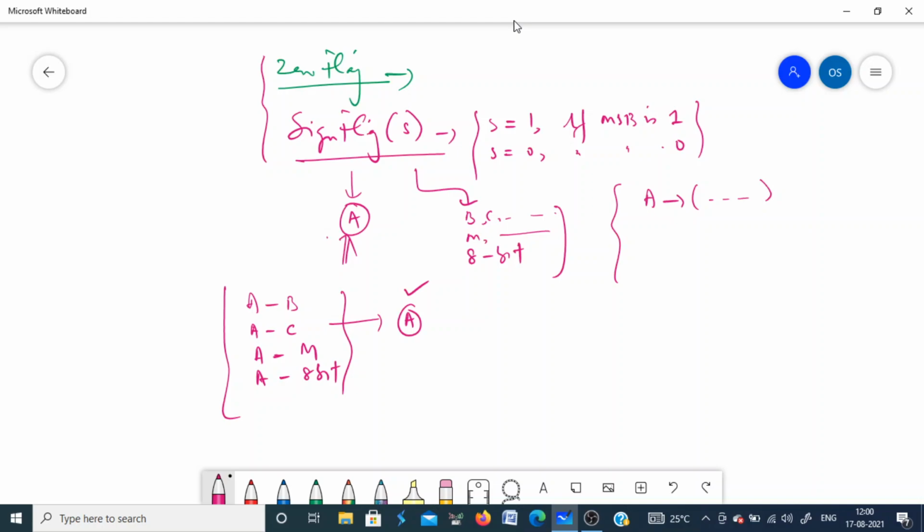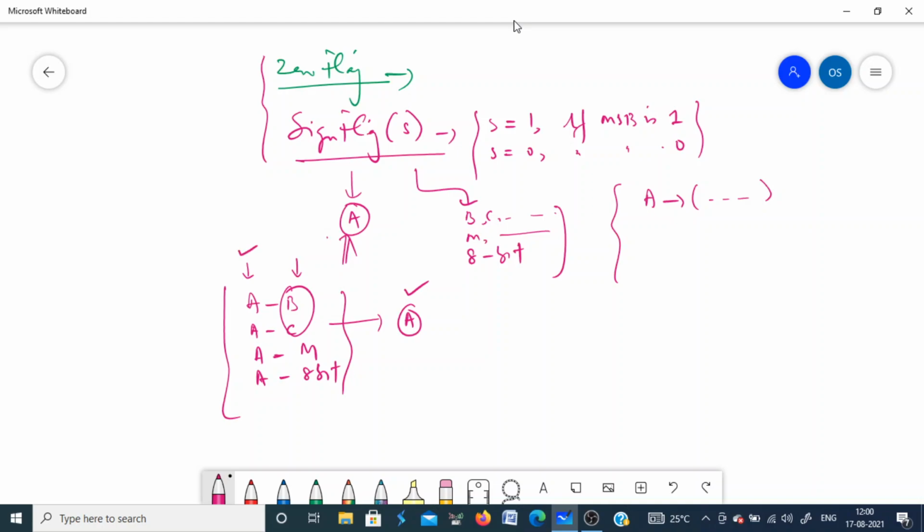Now my question is, if you want to use the Sign Flag to compare two numbers, what can you do? You simply put one number in A, and the second number you can put in any of these registers B, C, D, H, L. And then you perform the subtract operation. You write the subtract instruction. So when you write the subtract instruction, what will happen?